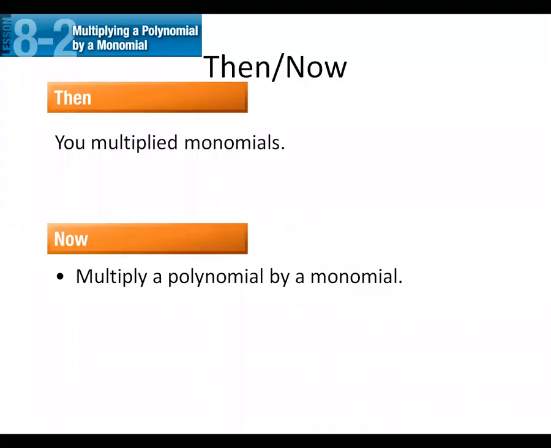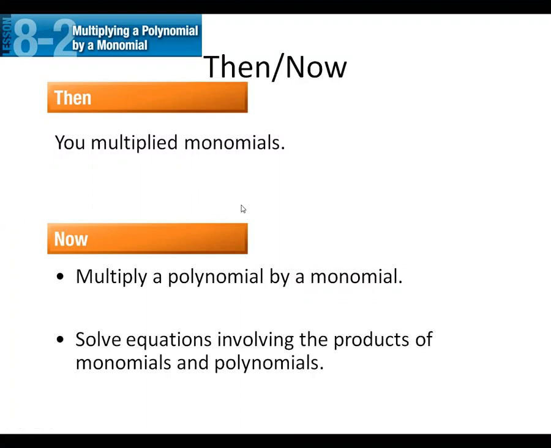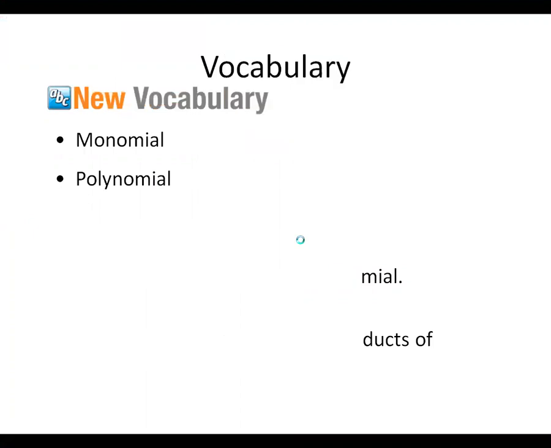All right, guys, section 8.2, multiplying a polynomial by a monomial. So previously we multiplied monomials. Now we're going to multiply a polynomial by a monomial and solve equations involving the products of monomials and polynomials.